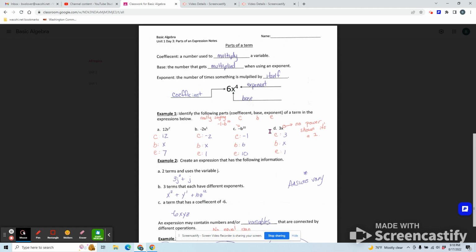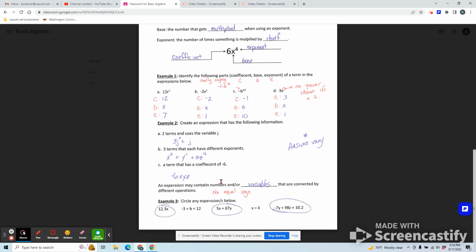Over here on letter D, it says 3x, but I have a note here. I circled that there's no power. So if there's no power, it's assumed that the power is 1. So my coefficient is 3, my base is x, and my exponent is 1.